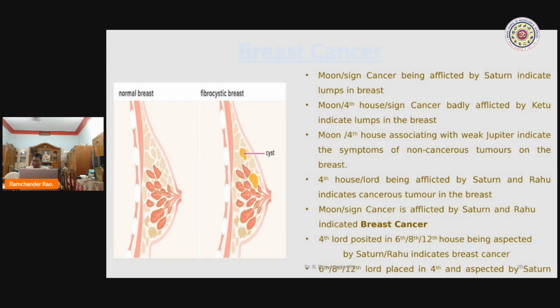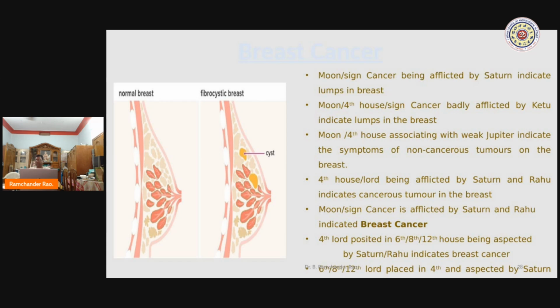Moon sign Cancer afflicted by Saturn and Rahu indicates breast cancer. This is very, very important. Then there will be breast cancer. Fourth lord placed in 6, 8, 12 houses and aspected by Saturn and Rahu indicates breast cancer. A 6, 8, 12 lord placed in the 4th house and aspected by Saturn and Rahu also indicates breast cancer.